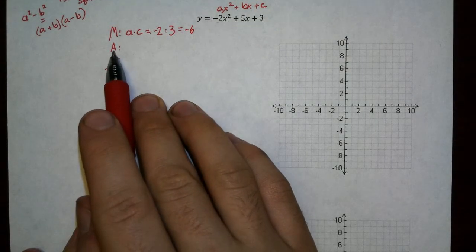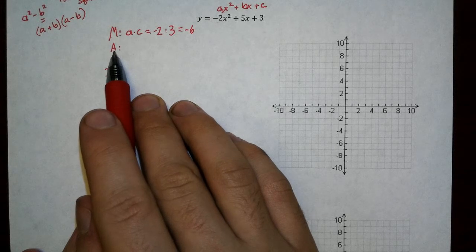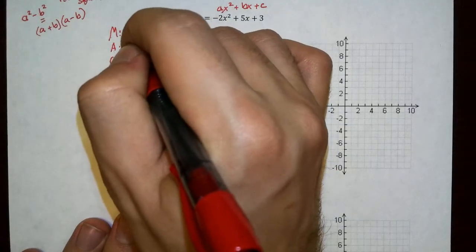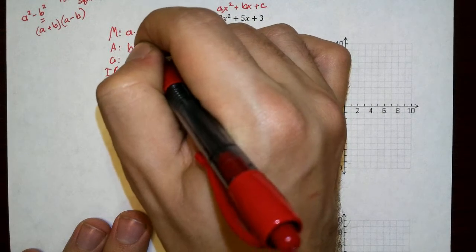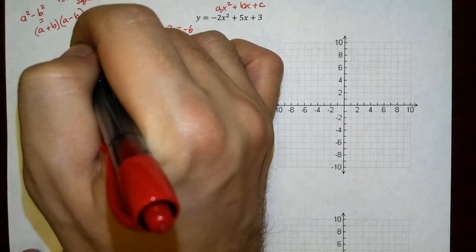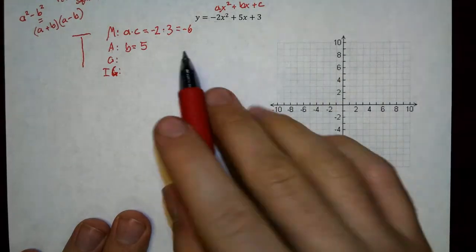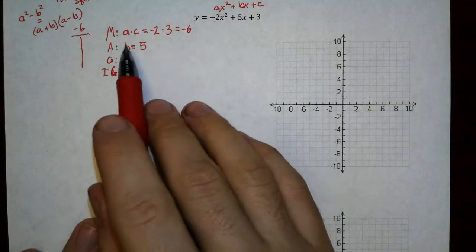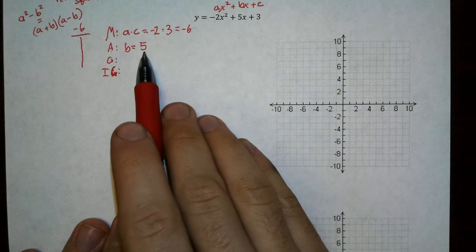Now, A. What does A stand for? A stands for add, and I want to add to the value of B. So B is going to be equal to 5. So let the games begin. Best of luck. Negative 6. Factors of negative 6 that add to 5.